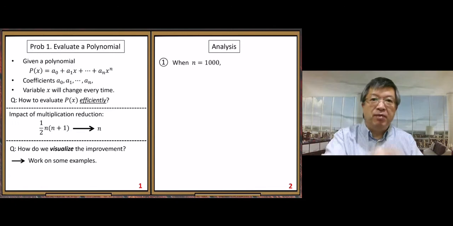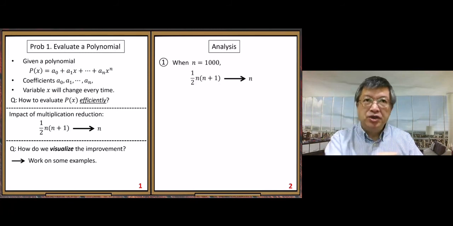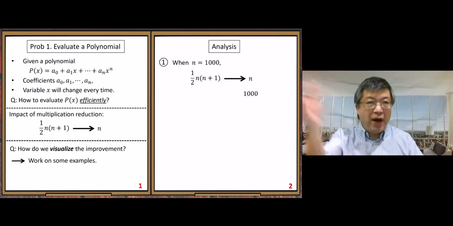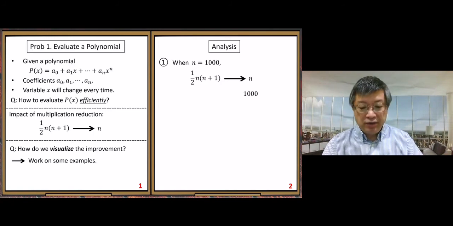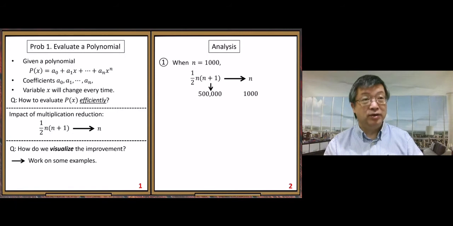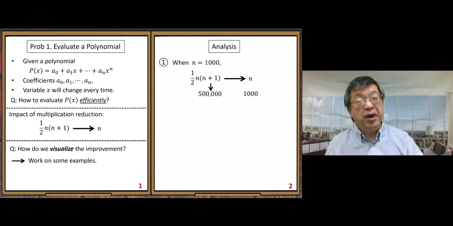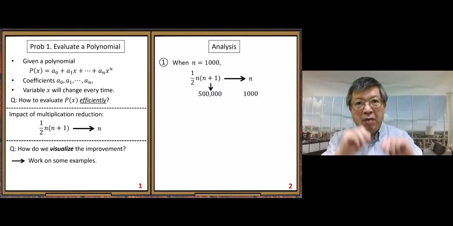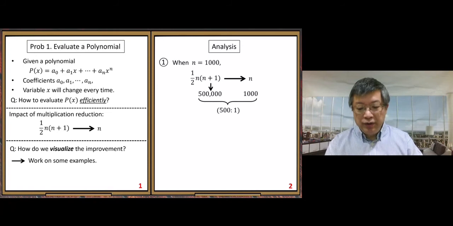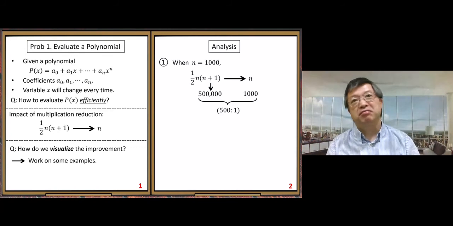So let's look at the first example when n equals 1,000. Let's compare the two numbers before reduction, after reduction. Before reduction, 1,000 multiplications. But after reduction, you plug in 1,000 for the variable n in the left-hand side formula. Approximately, this number may not be precise, approximately 500,000. It's a big number. But when you compare these two numbers, when you take the ratio, you get 500 to 1. Is that big? 500 to 1. Is that difference big? Yes, it is big.